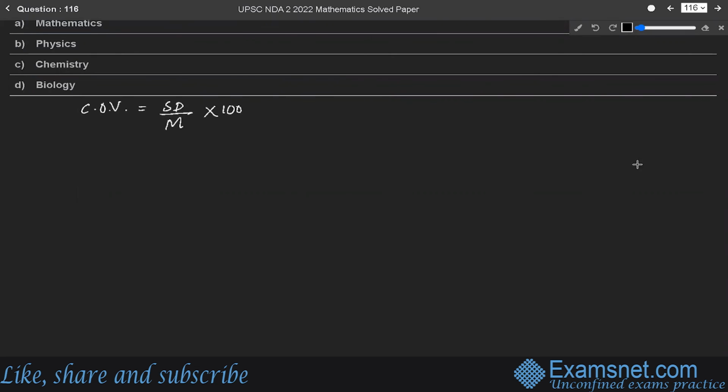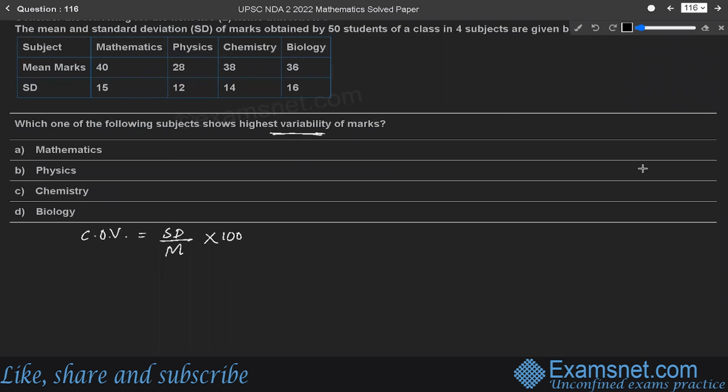Now talking about all the subjects, first is maths. For maths, the coefficient of variability will be standard deviation, which is 15 upon mean 40 into 100. On further solving, it will be equals to 37.5. Now let us talk about the other subjects.